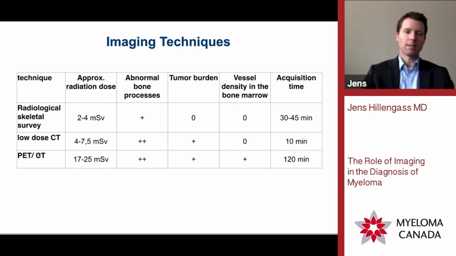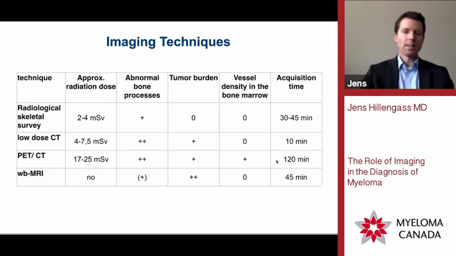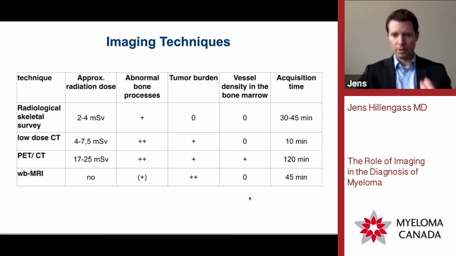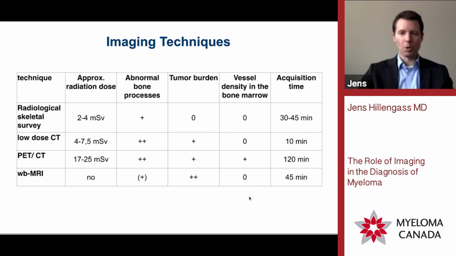PET-CT combines PET and CT. The CT part gives us good information on the bone changes, but it also gives us information on tumor burden and on metabolism. It's rather long because you have to wait until the tracer has been distributed through the body. Whole body MRI has no radiation dose at all, doesn't show the bone too well, but shows very well the tumor burden, the infiltration of the bone marrow, and with functional techniques we can also add information on the functional or the pathophysiological changes in the bone marrow.